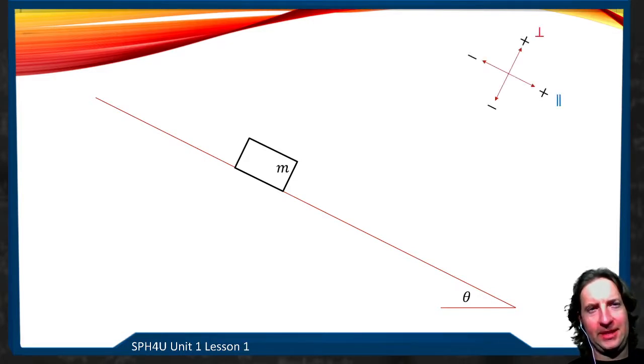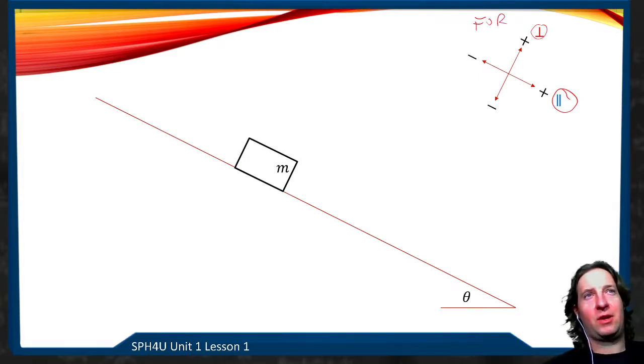We're going to say that our coordinate axis is parallel to the ramp, so parallel to the ramp here, or perpendicular to the ramp. And then we're going to decide that going down the ramp is in the positive direction. Up off the ramp is positive, and into the ramp is negative. Okay, so this is our frame of reference, FOR. That defines how we're going to measure things.